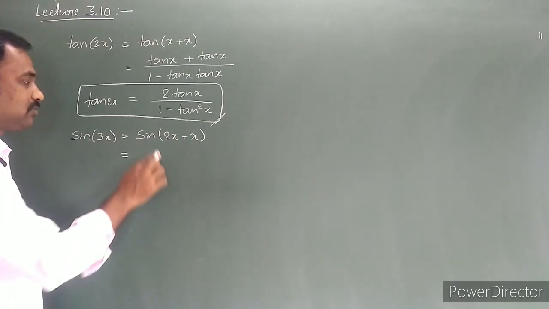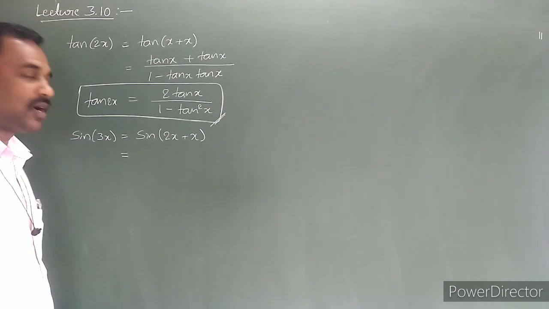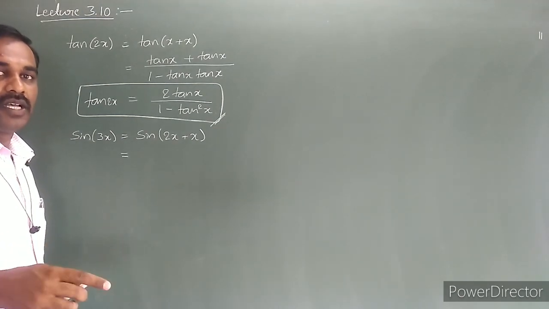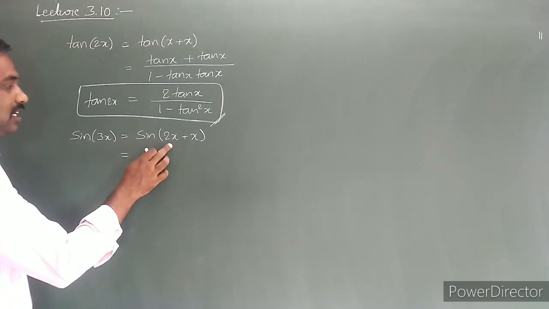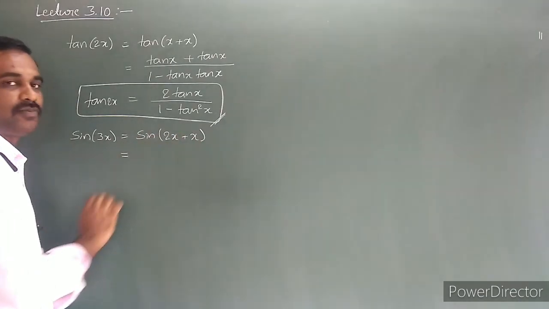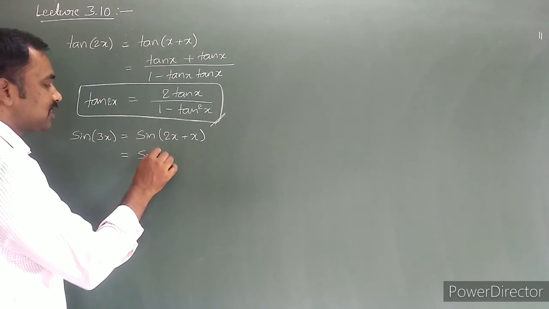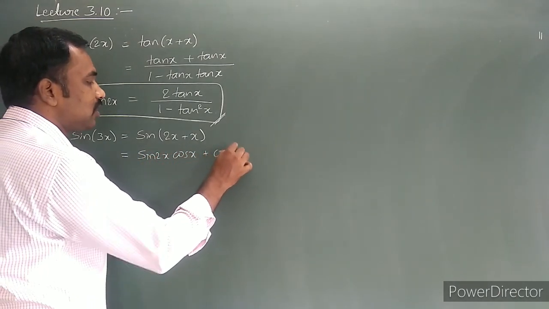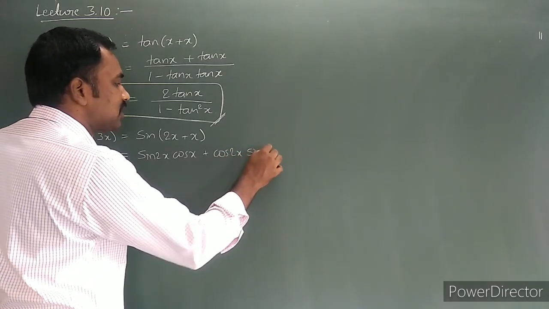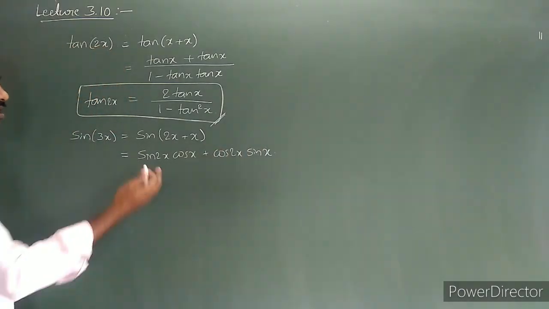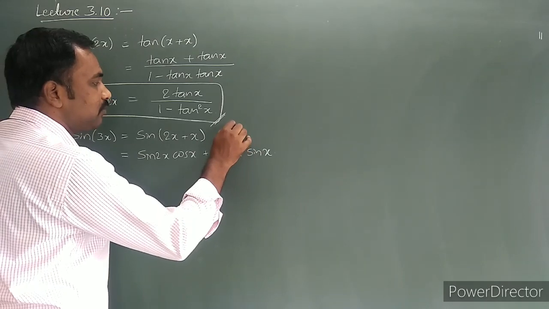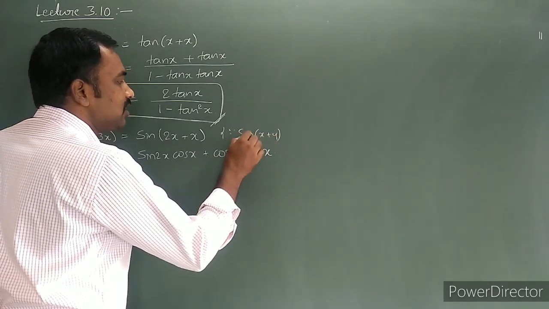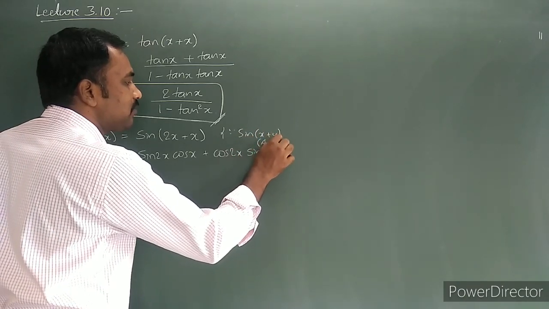Now again, this is of the form sine of x plus y. What is sine of x plus y? Sin x cos y plus cos x sin y. In place of x, 2x; in place of y, x. What will we get? Sine of 2x into cos of x plus cos of 2x into sine of x. We have used the formula sine of x plus y, or sine of a plus b.